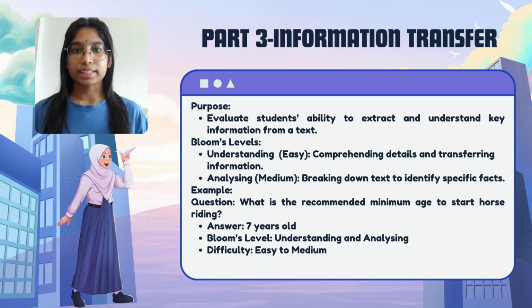First, they must comprehend the text, and then they need to analyze it to extract precise details. The answer should be no more than 3 words from the text, ensuring students focus on extracting the most relevant information. This part has a mix of easy to medium difficulty, with some questions requiring basic comprehension and others requiring deeper analysis. The goal is to ensure that students can not only understand the written material but also synthesize and use it effectively to answer the questions.